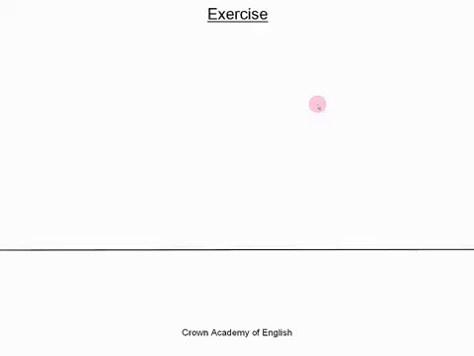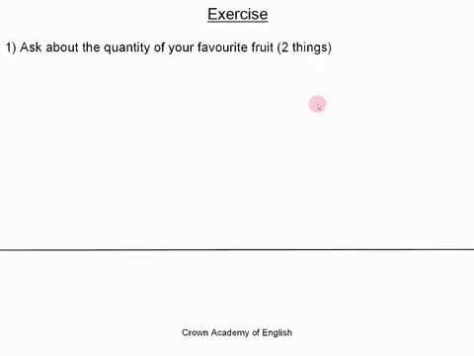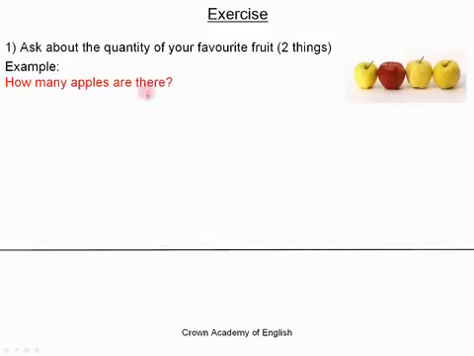So, let us do an exercise. Question 1. I would like you to ask about the quantity of your favourite fruit, and I want you to give me two types of fruit. So my example is, how many apples are there? How many apples are there? So that is my example. I would like you to give me 2 other examples.